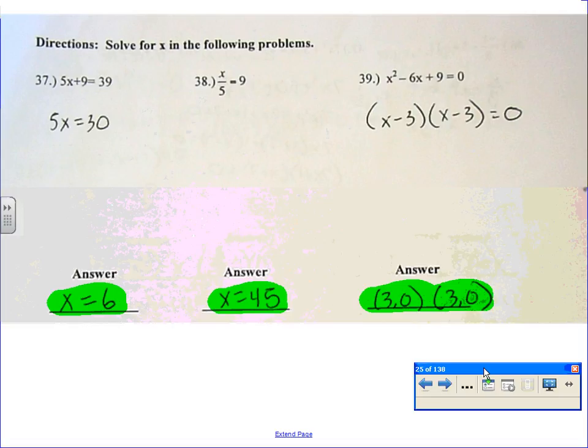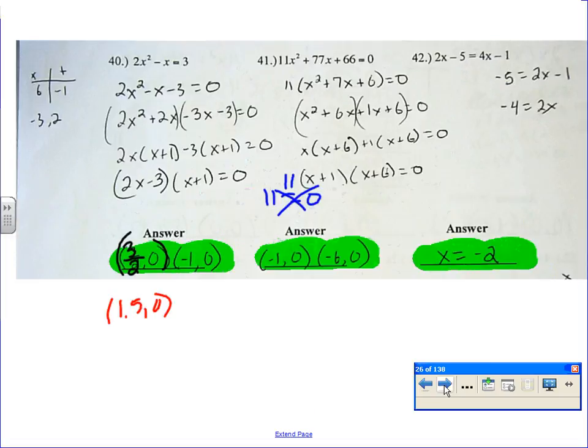If you're solving for a quadratic function, yes, you need to put it in an ordered pair. Okay? So yes. If it's just a linear function, like x plus 3 equals 4, it's just one answer. If it's a quadratic function, you should have 2 x-intercepts. Whether they're the same or different, write them as 2. Okay, let me read the rest of those. So again, 41 was negative 1, 0, and negative 6, 0. 42 is x equals negative 2.